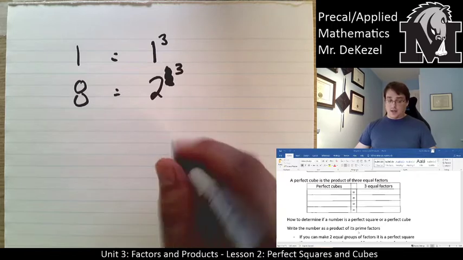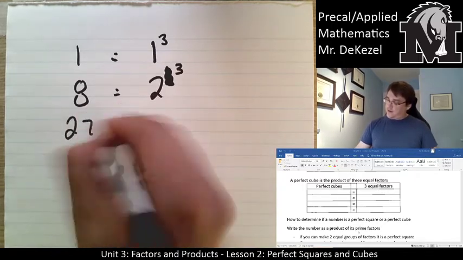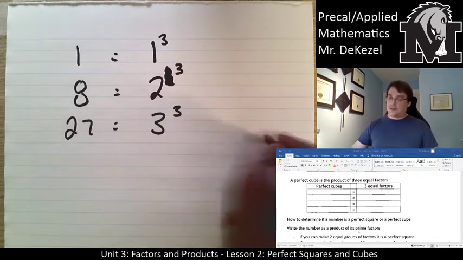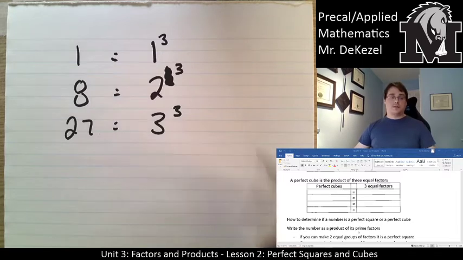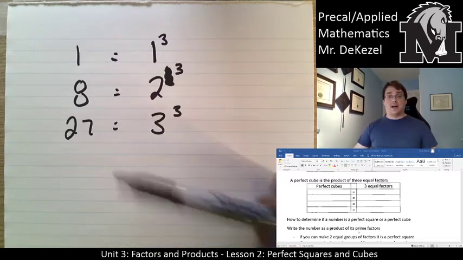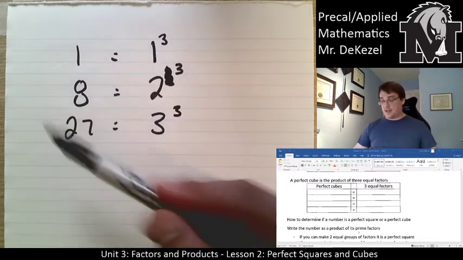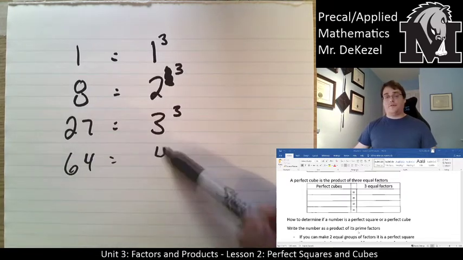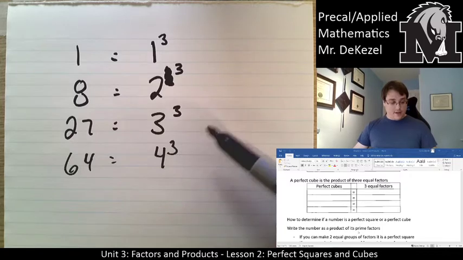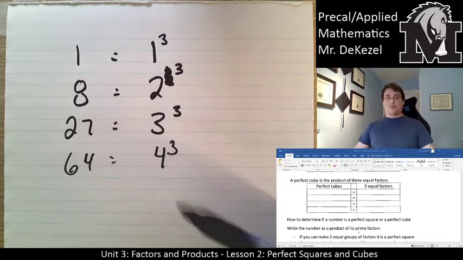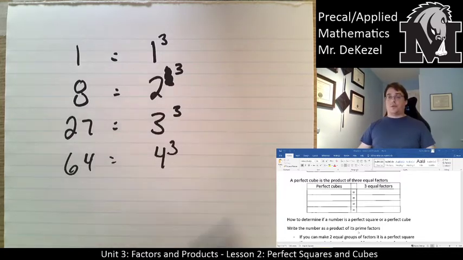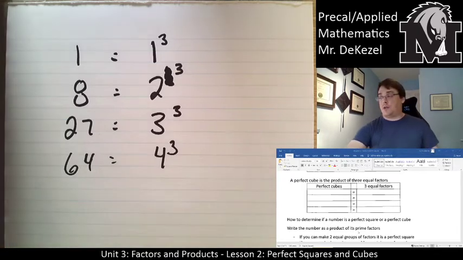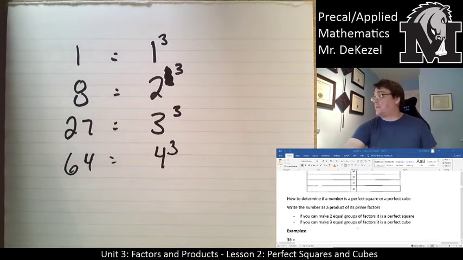The next one up is 27, and that is 3 to the power of 3, which is 3 times 3 times 3. 3 times 3 is 9, times 3 again is 27, and I believe 64 is the next one. That would be 4 to the power of 3. So when we start to get to larger numbers, we want to have a method for determining if a number is a perfect square or a perfect cube.